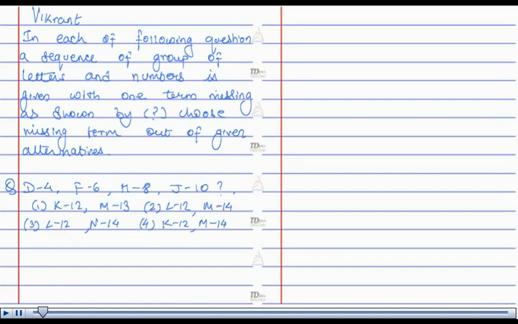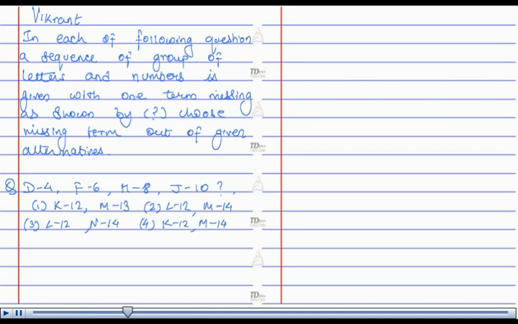Hello, I am Vikrant. In each of the following questions, a sequence of groups of letters and numbers is given with one term missing, as shown by the question mark. Choose the missing term out of the given alternatives. The series is B4, F6, H8, J10.